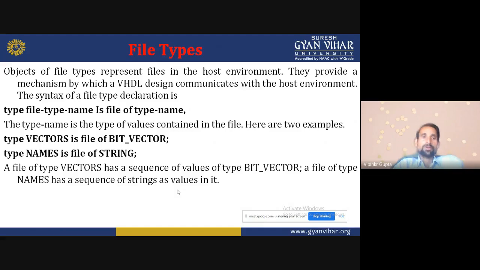Here are two example types. Type vector is file of bit_vector. So the type name is the bit_vector. Type name is file of string. So the type is string. We can use string in this example. A file of type vector has a sequence of values of type bit_vector. A file of type name has a sequence of strings as values in it.